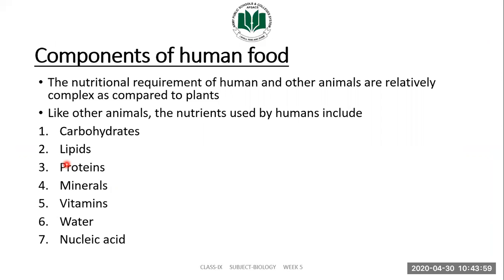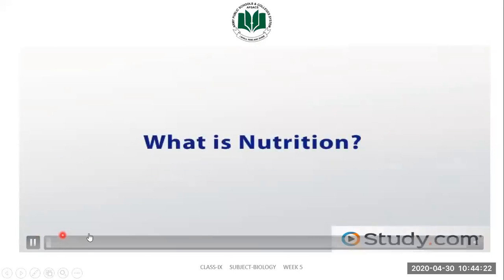Now we are going to start our new lesson, which is components of human food. The nutritional requirement of human food and other animals are relatively complex as compared to plants. Like other animals, nutrients used by humans include carbohydrates, proteins, lipids, minerals, vitamins, water, and nucleic acid. Now have a look at this video to get a brief intro about nutrition.